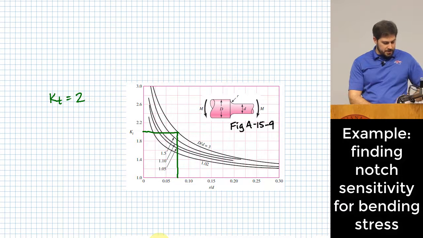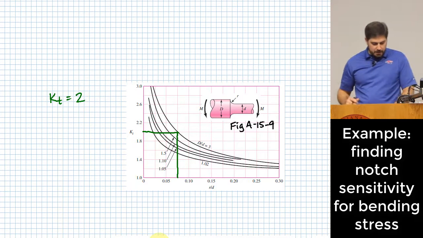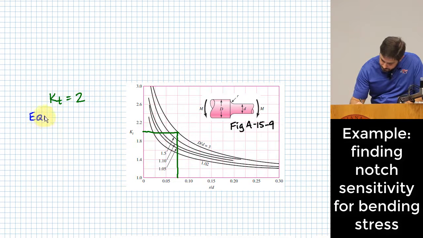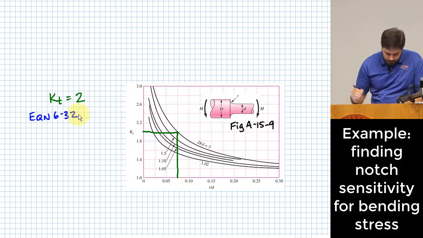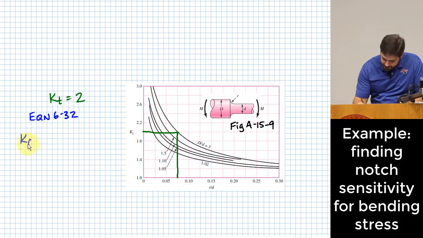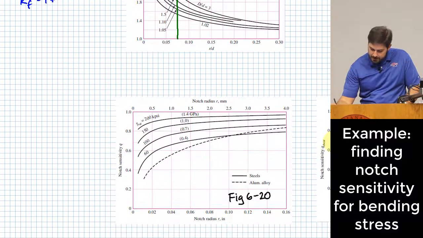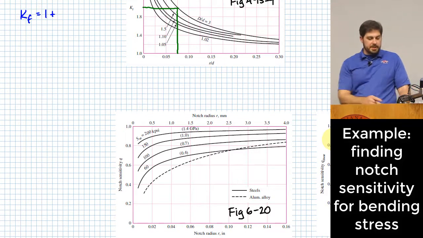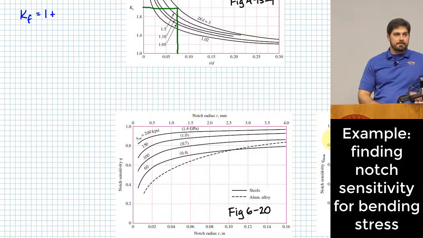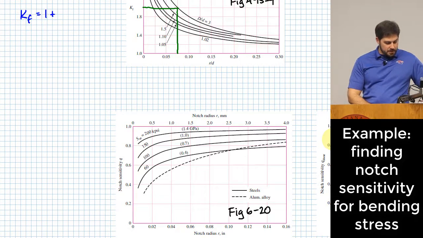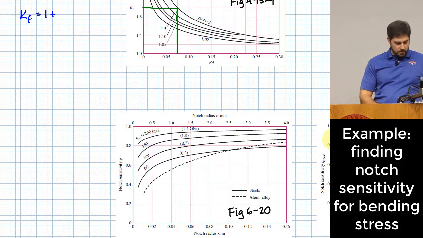The fatigue stress concentration factor, which means we need to flip back to page 303, equation 6.32. Equation 6.32 says that K sub F is equal to 1 plus Q. What's Q? Notch sensitivity. The best way to find notch sensitivity is to first calculate your Neuber constant, and from your Neuber constant, you can plug that into equation 6.34 to find Q.